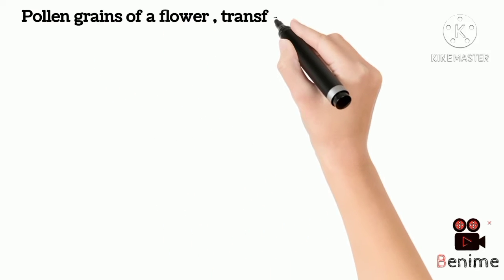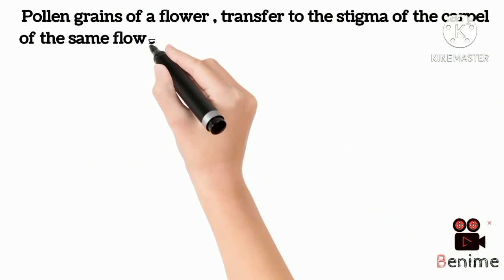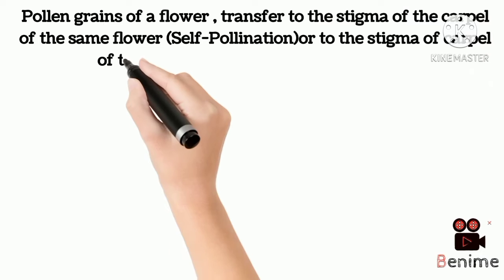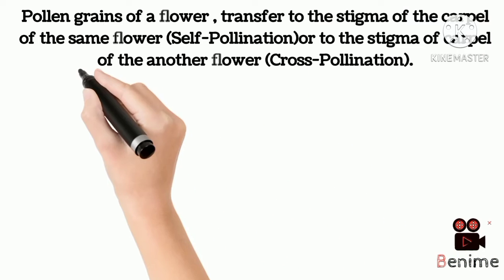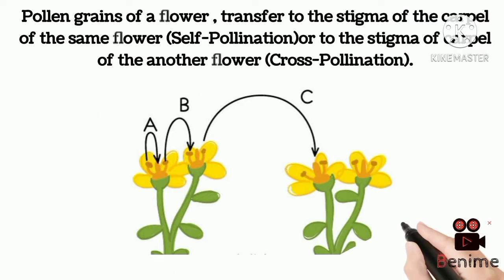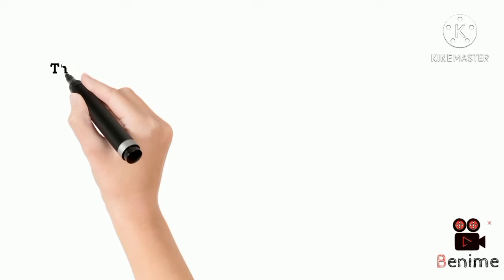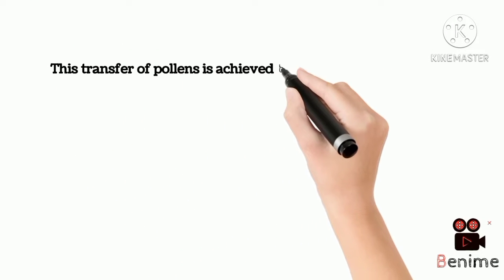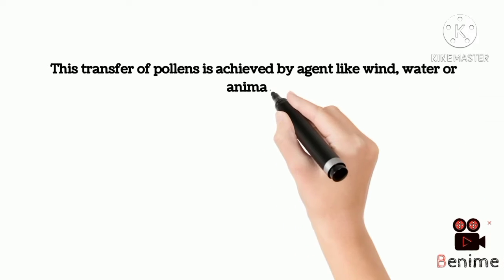Pollen grains of a flower transfer to the stigma of the carpel of the same flower, self-pollination, or to the stigma of the carpel of another flower, cross-pollination. The diagram for self-pollination is shown, and this transfer of pollen is achieved by agents like wind, water or animals.